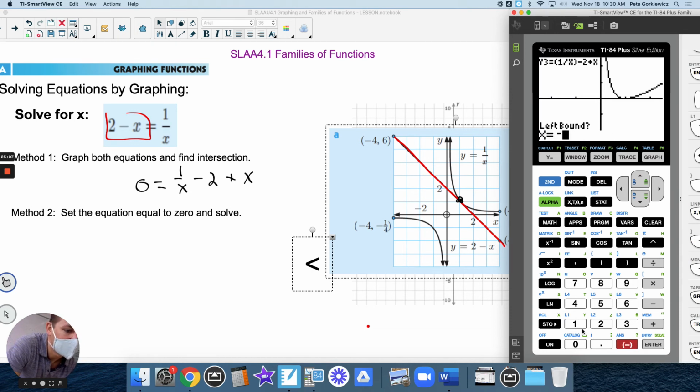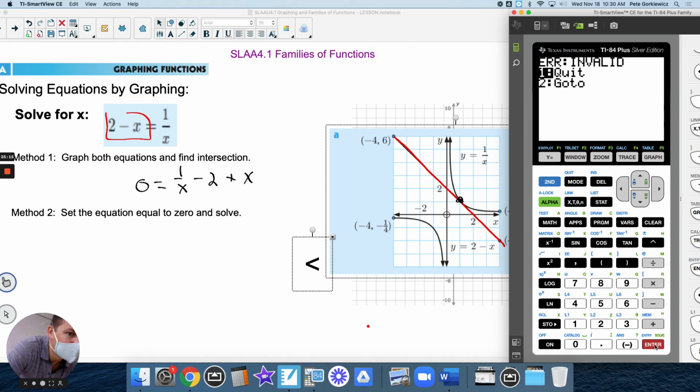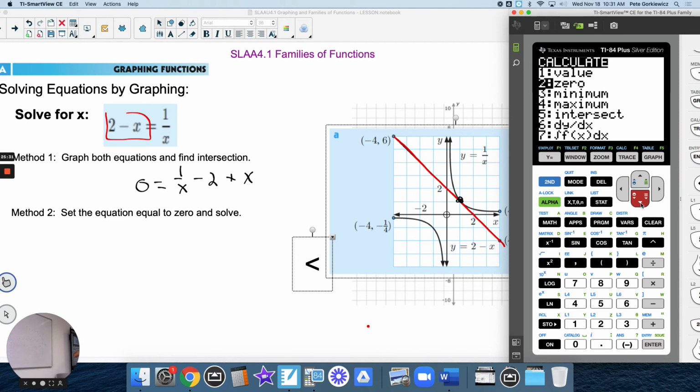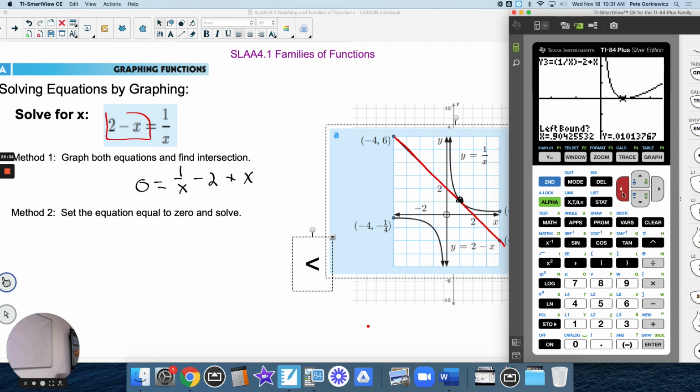Left bound, negative 0.1. Right bound, 5. It's only going to give you the x coordinate. Yes, and that's okay. Oh, and it said 0.9999999. Right. So if we did that again, left bound, right bound, guess. So that's its way of saying 1. So it said my x value is 1, but that's all we really want for this, is solve for x.